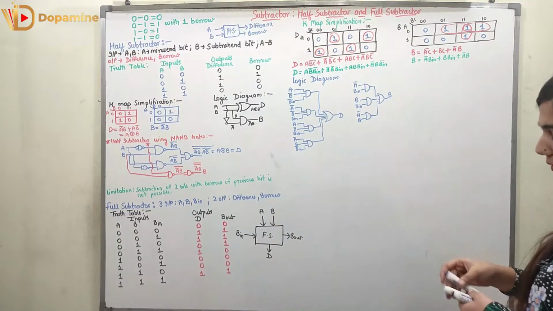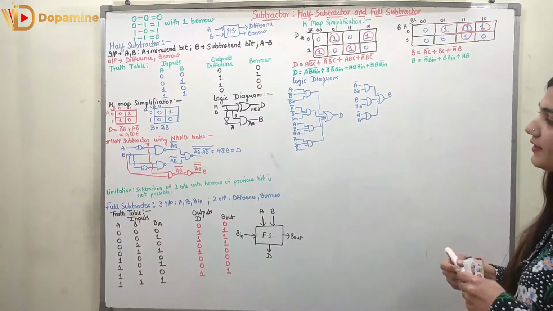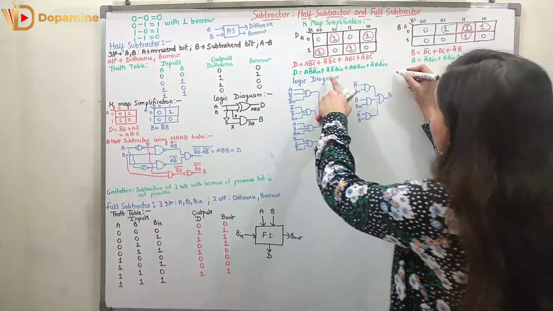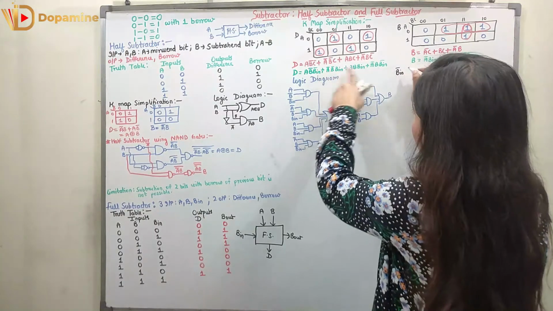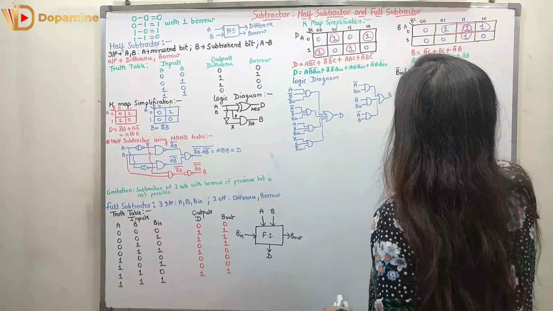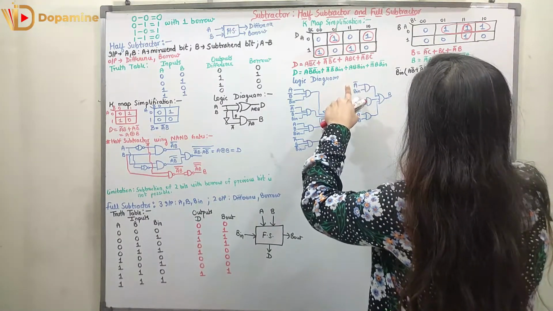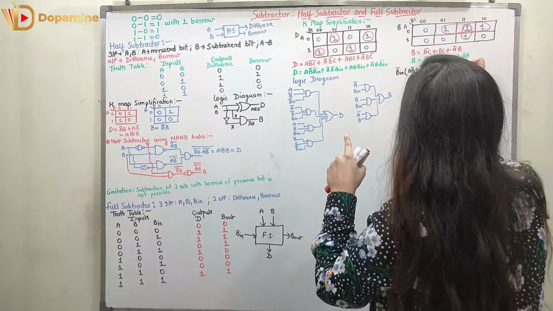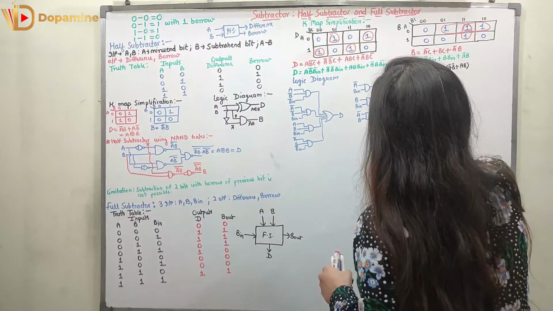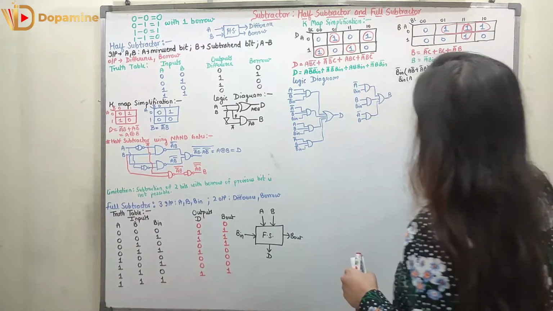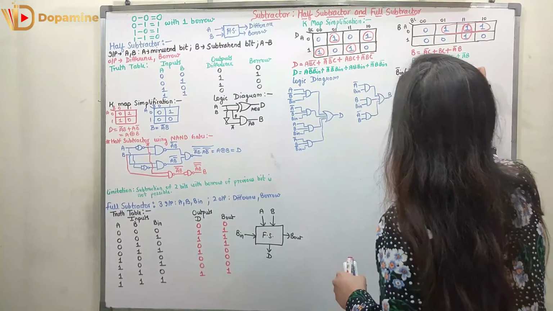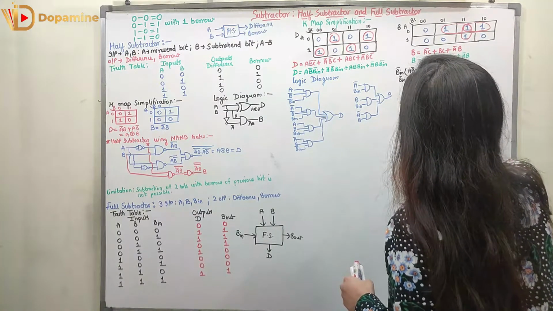I hope you understood how I have made the logic diagram for the difference and the borrow. So difference is looking somewhat complicated, so I am going to simplify this. What I am going to do, I am going to take B in bar common from the first and the last term. I will be having A B bar plus A bar B common, plus if I take B in common from the second and the third term, I will be having A bar B bar plus AB, right? So I can represent it as B in bar into A B bar plus A bar B, which is A XOR B, plus B in into A bar B bar plus AB, which is A XNOR B, right?